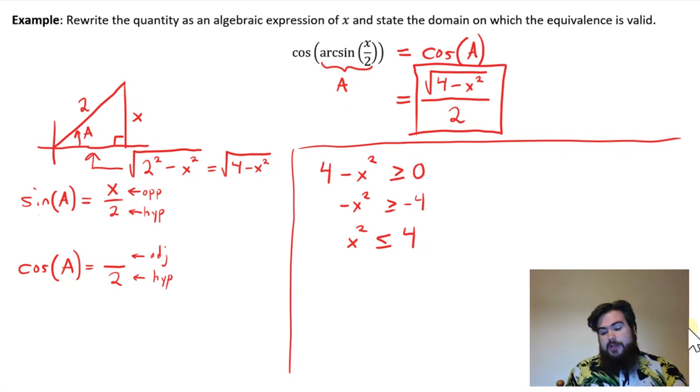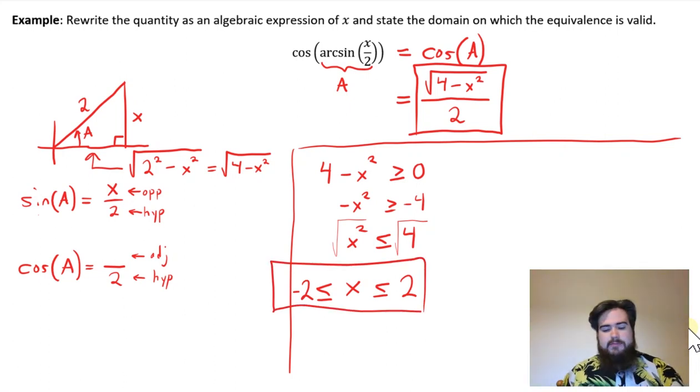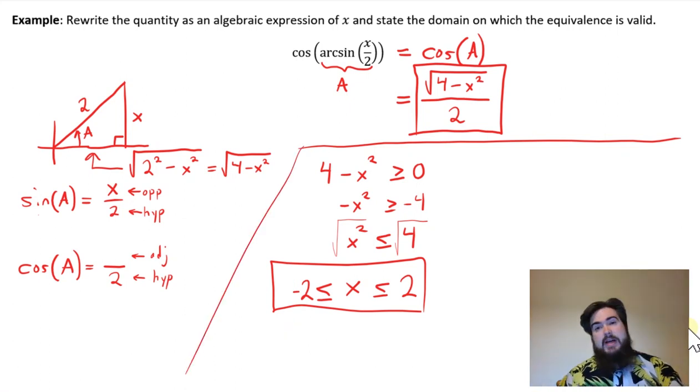When you take the square root of this, though, that's actually going to split this inequality up. If I take the square root of both sides, what this really is going to result in is that x has to be less than or equal to the square root of 4, which is 2, but also that x has to be greater than or equal to negative 2. So I now have a domain for this. That's one way that we can evaluate this question.